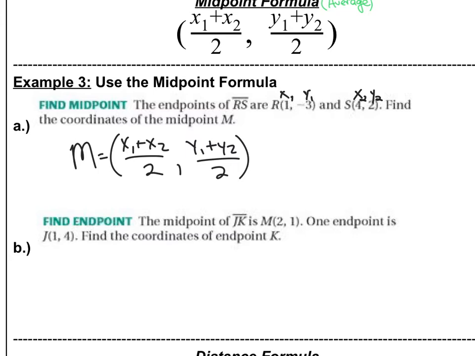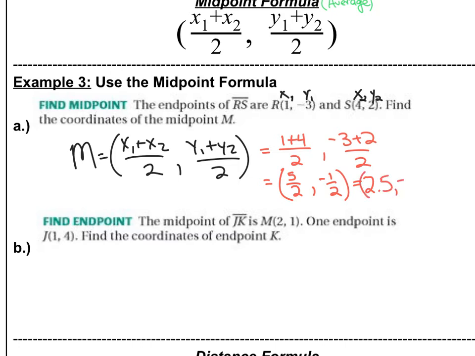So we'll say (1 plus 4) divided by 2 and (-3 plus 2) divided by 2. When we simplify that down, we're going to get 5 over 2 and negative 1 over 2. I'd be okay with that, or you could also say that that's going to simplify to 2.5 and negative 0.5. So that would be the midpoint M of the line segment RS. Add the x's together, divide by 2, add the y's together, and divide by 2.